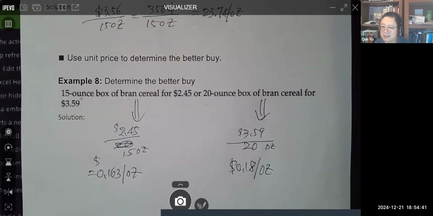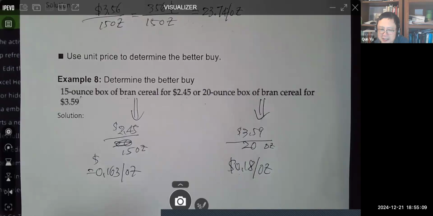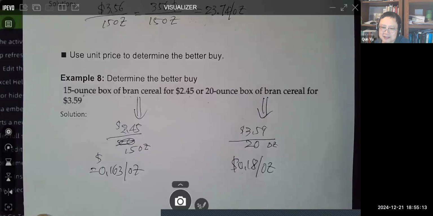That means in real life, a bigger package doesn't necessarily imply a better price. Sometimes it's deceiving. So you just need to do the calculation. Because sometimes they just take advantage of people's perception that when you buy more, your price is lower because you buy a bigger package. So that's not necessarily true in real life.